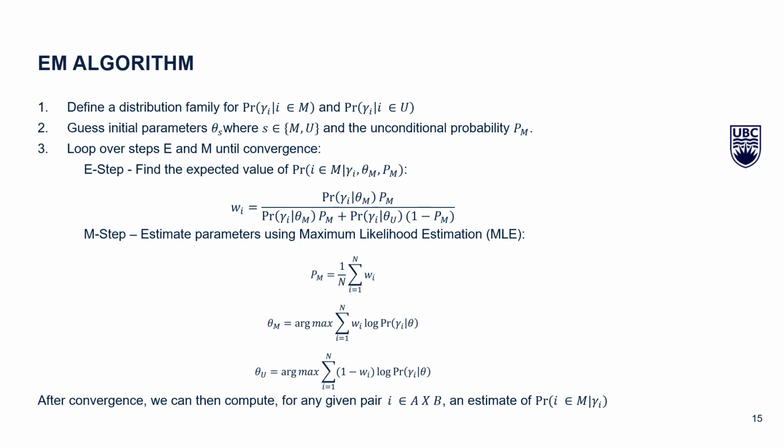The E step is where we're going to calculate the expected value of the probability of an observation being a match, given the distance and the estimated parameters and the conditional probability of being a true match. The M step is where we will estimate the parameters using the maximum likelihood estimation, which will find the parameters that will maximize the likelihood of getting the data that we observed. Once that's done, after convergence, we will then be able to quickly compute the estimated probability of an observation being a true match.